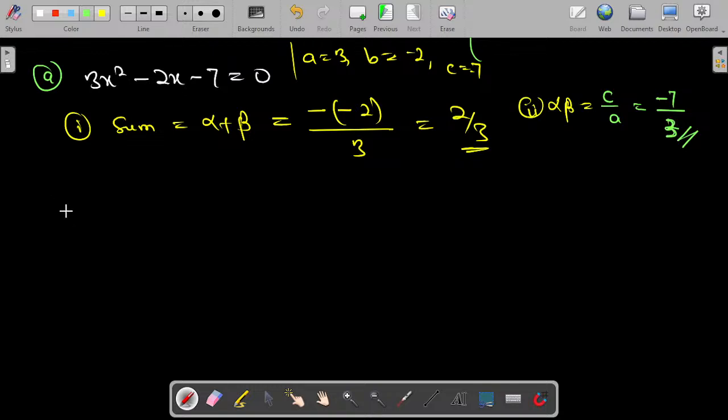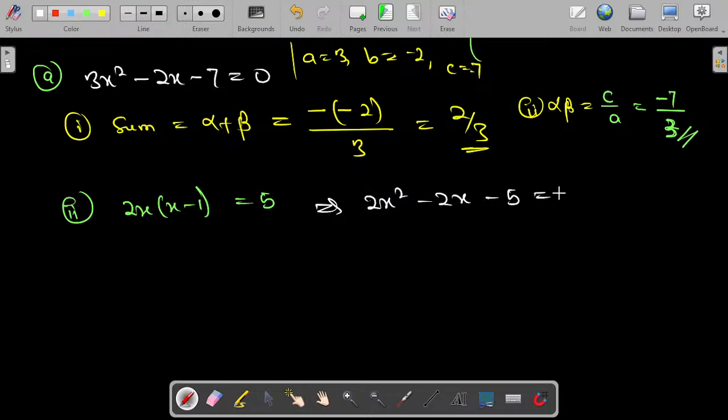Okay, for the second one, we are given 2x into x minus 1 is equal to 5. So whenever you are given such, you need to put it in the standard form, which is ax squared plus bx plus c. So to do that, we open the bracket. 2x times x is 2x squared. 2x times minus 1 is minus 2x. And 5 coming over there will be minus 5 equal to 0.